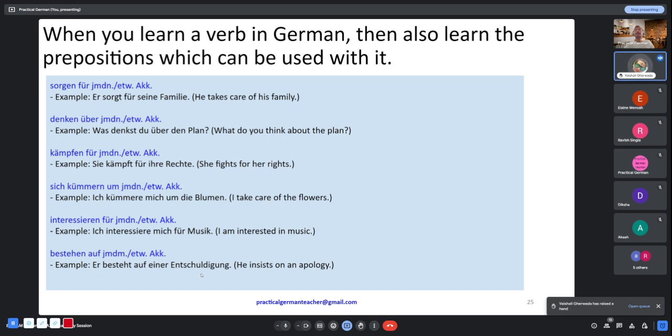Denken über jemanden, etwas, Akkusativ. Example. Was denkst du über den Plan? What do you think about the plan?